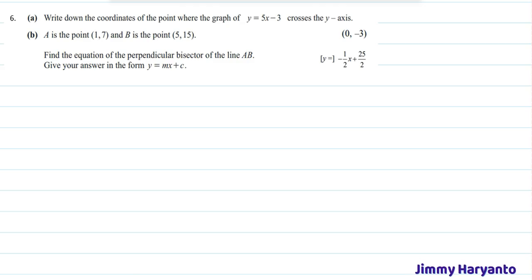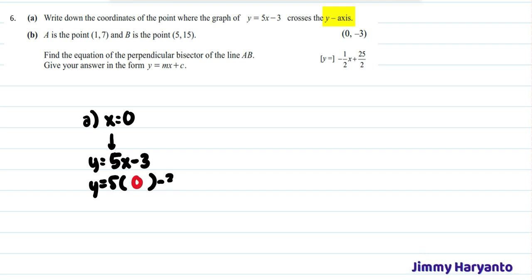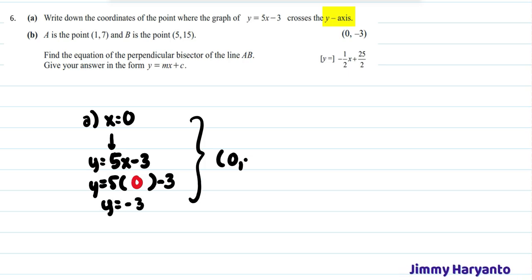Next is question 6. You have to write down the coordinates of the point where the graph crossed the y-axis. The keyword is cross the y-axis. When you read cross the y-axis or meet the y-axis or y-intercept, that means x equals 0. That means you only have to input this into y equals 5x minus 3. The x is 0 and then minus 3, so y equals negative 3. That means the coordinate is (0, negative 3).